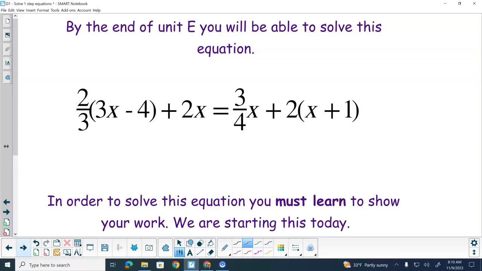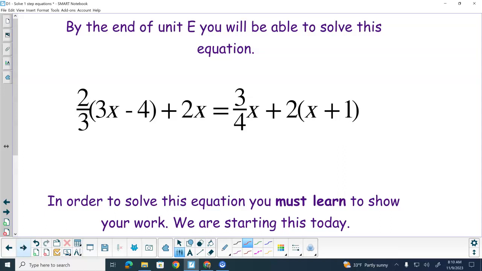Okay? So in order to solve this equation, you are going to have to learn to show your work. There is no way that you can do this, solving this equation all in your head. Things will get just jumbled and all kinds of craziness. So you are going to have to get into the habit of showing your work.